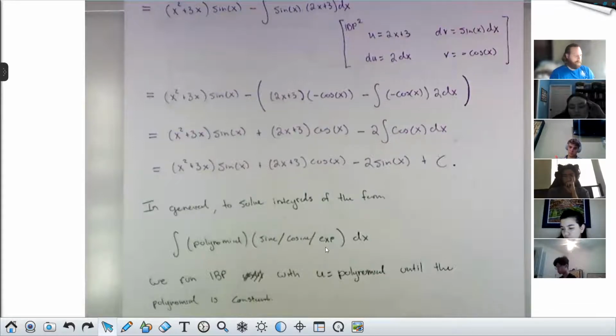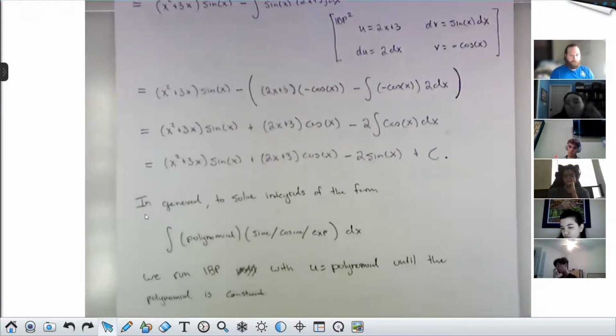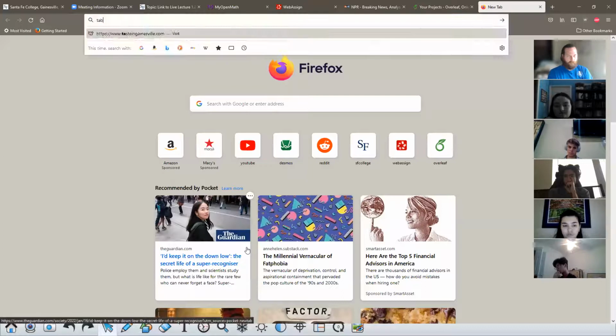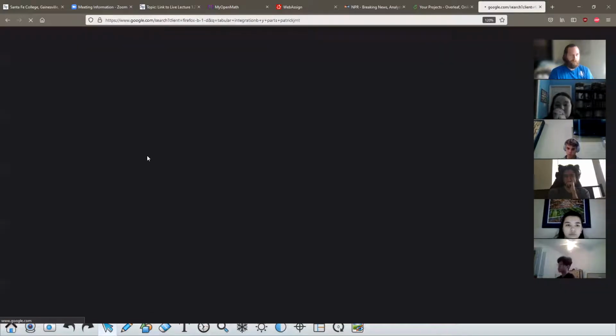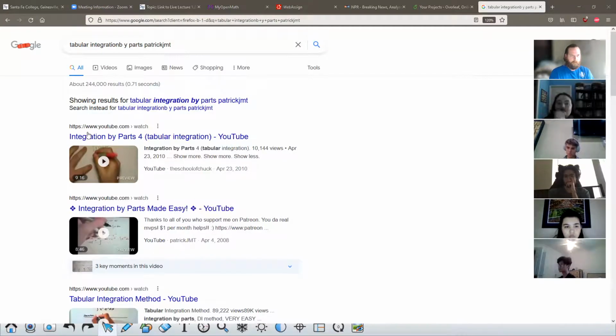Those can get, right, it's a good chunk of writing here. And there is a method for solving these problems a little bit more quickly called tabular integration by parts. What that does is it allows you to set up all the IBP tables at once. It's not something we teach here officially at Santa Fe, but if you want to, you of course are free to look at things like this.